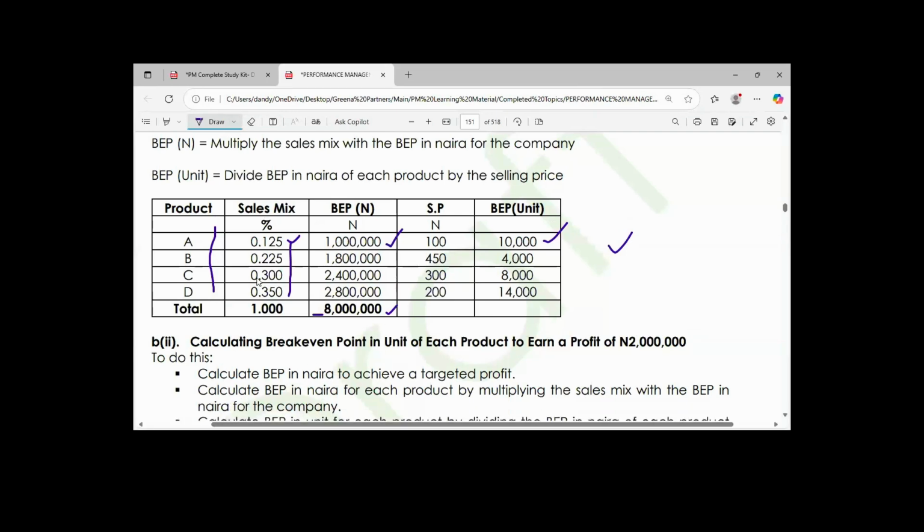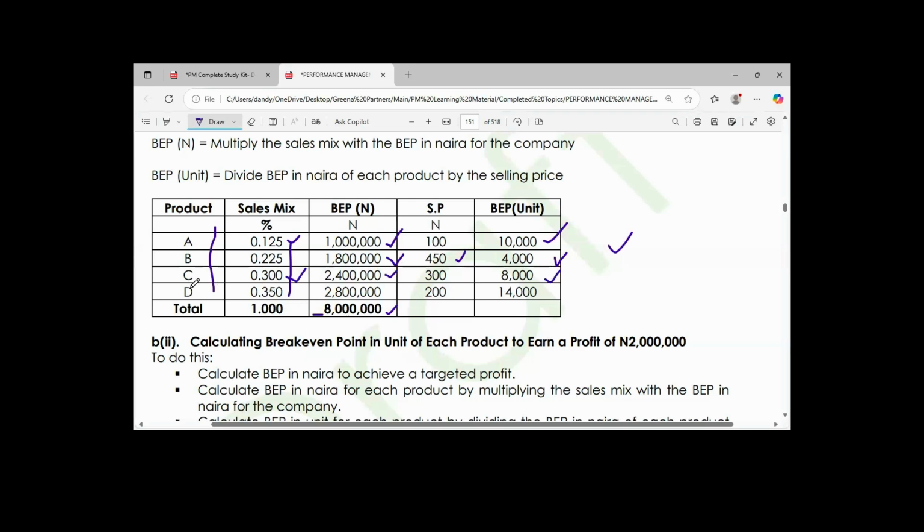Now let's move on. So for product B, sales mix of 0.225 multiplied by 8 million will give you 1.8 million. 1.8 million divided by selling price of 450 will give you 4,000 units. You do the same thing for product C. Product C, sales mix is 0.3. 0.3 multiplied by 8 million will give you 2.4 million. 2.4 million divided by selling price of 300 naira will give you 8,000 units.